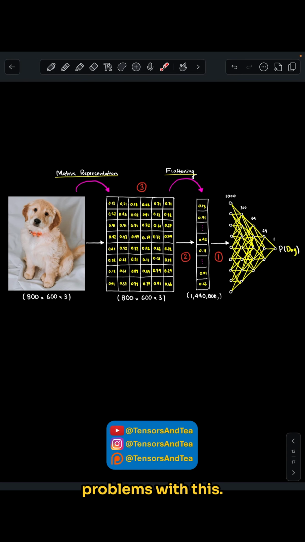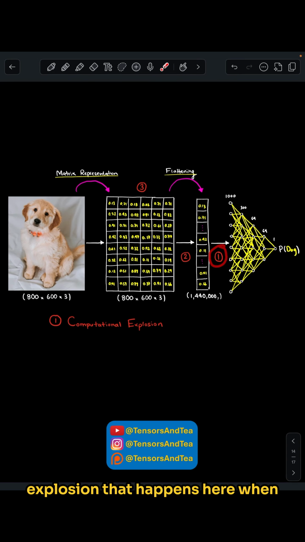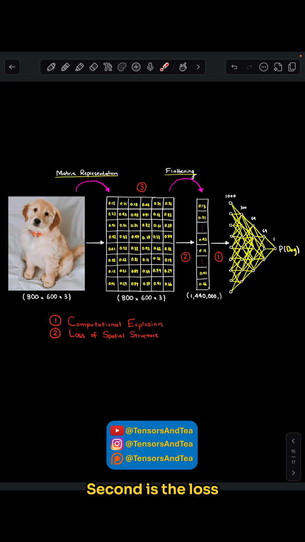However, we get three problems with this. First is the computational explosion that happens here when we feed our flattened vector into this feed-forward neural network. Second is the loss of spatial structure as we actually convert this matrix into this flattened version, where once we take specific areas within this and flatten them out, we lose the spatial structure. So for example, these values, although they're together in the matrix, aren't necessarily going to be together here in this flattened version.